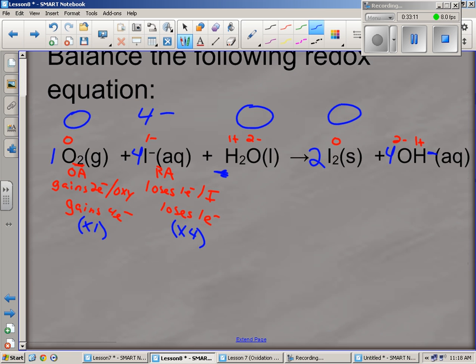So now that I've put that there, does that help me? Oh, sure it does. Look, I got 2 O's here. I got 4 O's there. Let's put a 2 there. 2 O's, 2 O's, 4 O's, 4 O's. Look, 4 hydrogens, 4 hydrogens. Good. Okay? All good. All right?